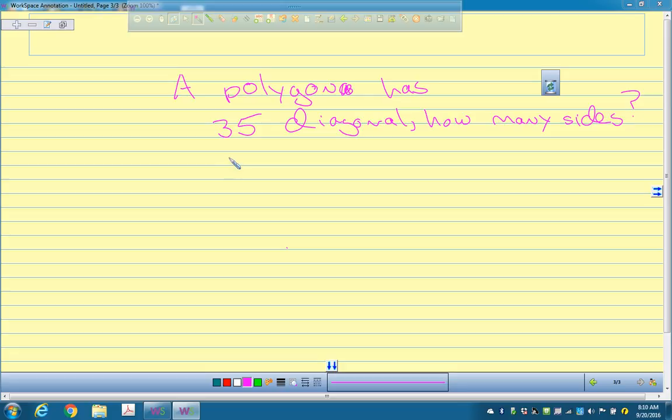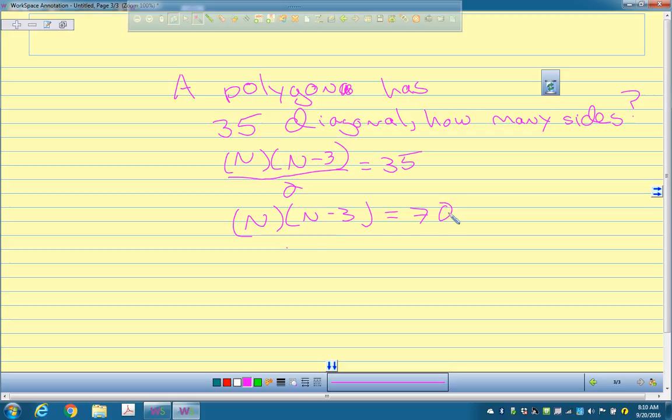What did you guess and check? Did you use a formula at least? Yeah. What was the formula? It was n times n minus 3, divided by 2, equals 35. So that means n times n minus 3 has to be equal to what? 70, right? And then you just say what two numbers that are 3 apart multiply to 70. And you said 10 and 7, right? So n would be 10, and n minus 3 would be 7. All right? You get that?